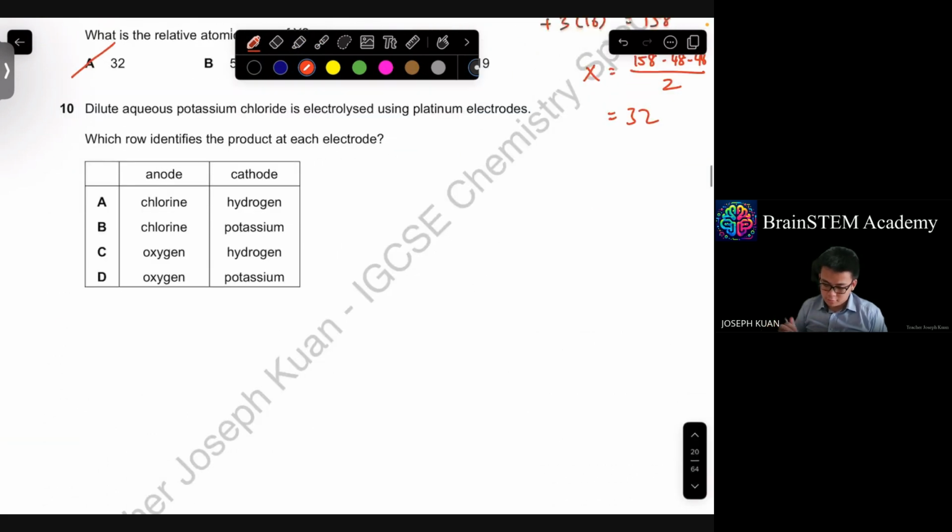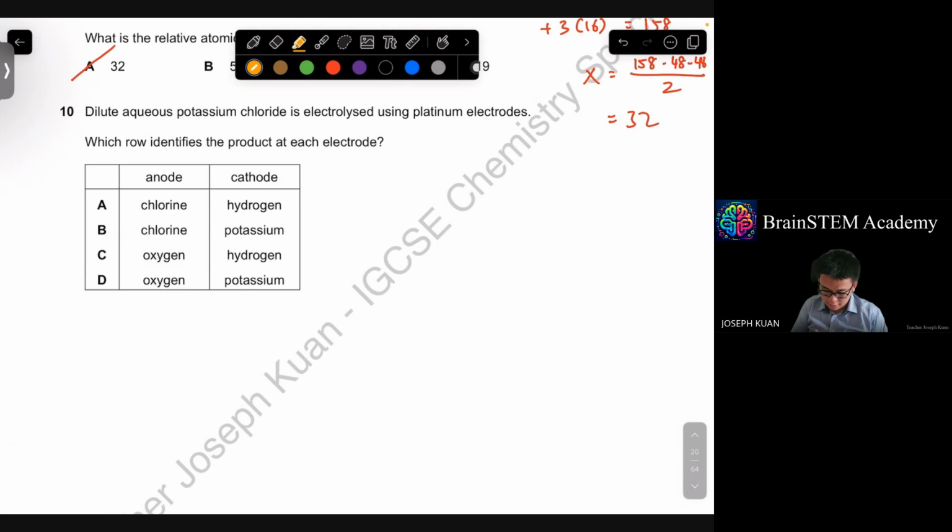Dilute aqueous potassium chloride is electrolyzed by using platinum electrodes. Which row identifies the product at each electrode? Given that this is an aqueous solution electrolysis, we should get hydrogen at the cathode. Whereas this is a dilute electrolysis, so we should get oxygen at the anode, not chlorine. So C is the answer.